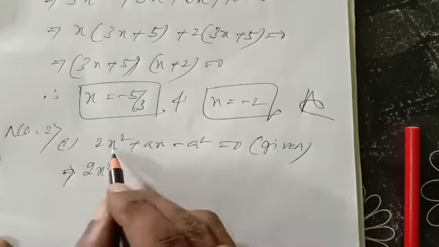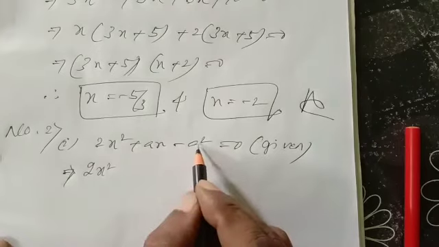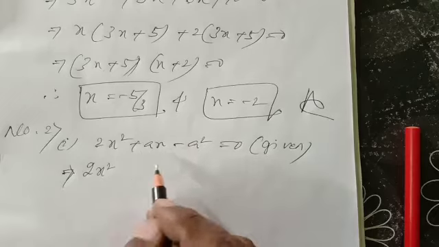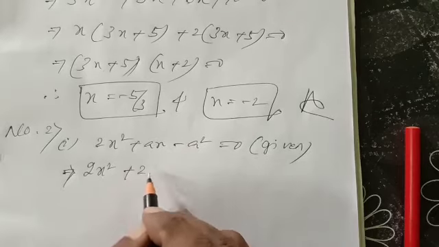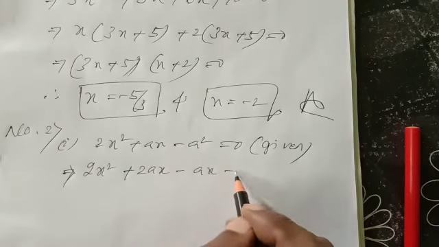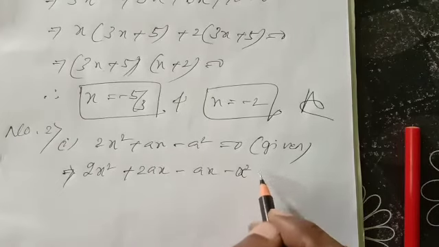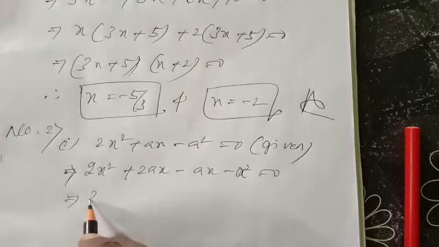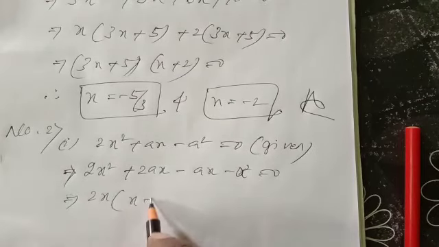2x square into minus a, that means 2 minus 2a square x square, multiplication, addition is plus a. The numbers are 2ax minus ax and this is minus a square equal to 0. From the first two, you will take 2x common. What is left? x plus a left.